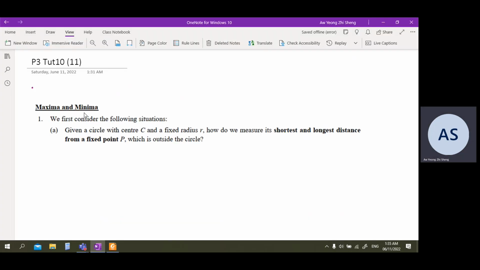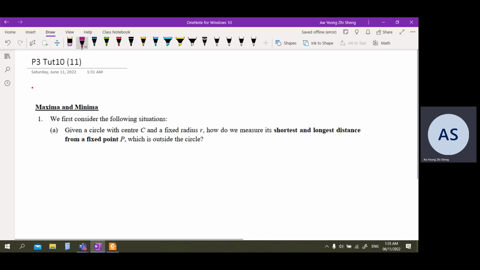Okay, so the title of page 30 is Maxima and Minima. Maxima is just the plural form of maximum. Minima is just the plural form of minimum. And so here we are concerned about finding maximum and minimum distance, maximum and minimum angle and all that.